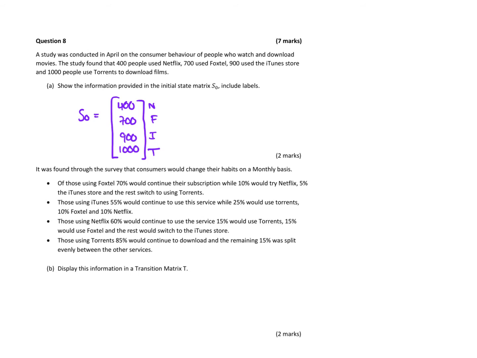It was found in the survey that consumers changed their habits. So this is setting up a transition again. So what we're going to do is get our transition matrix going. We generally say start and finish. That can help you with transitions. So we'll have our Netflix, Foxtel, iTunes, and torrent, and that would be the same down here: Netflix, Foxtel, iTunes, and torrent. All right, so let's go through it.